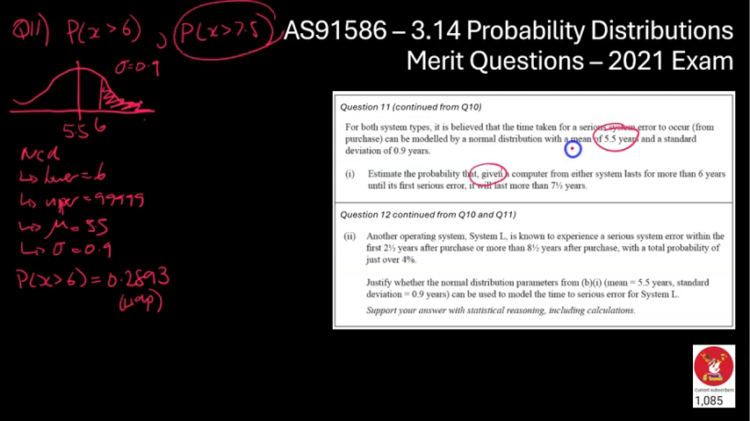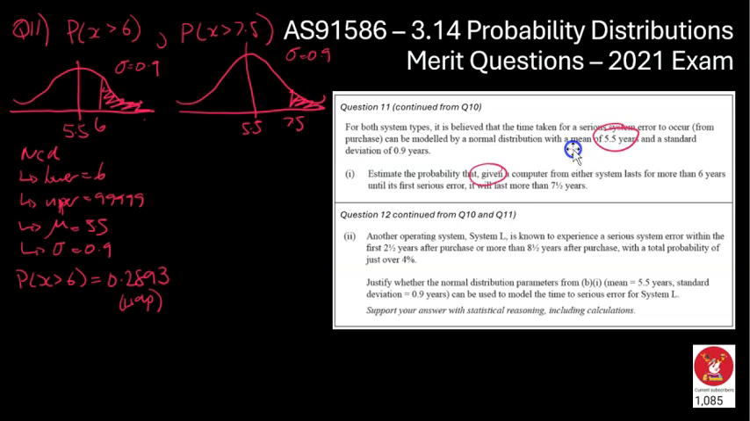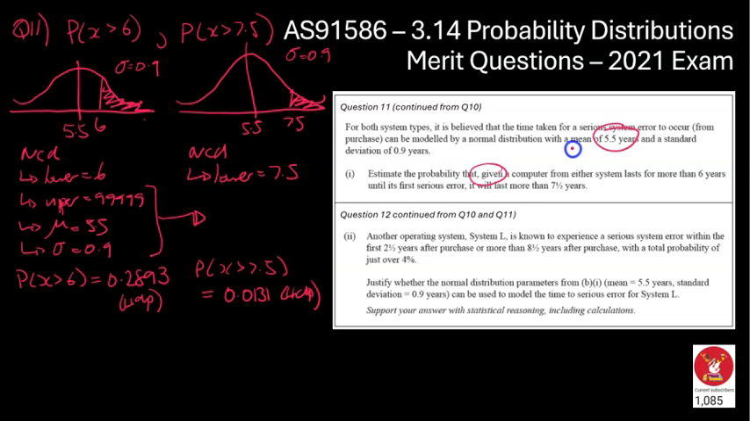I'm now going to repeat this process to find the probability of it being greater than 7.5. So we've got our new curve. It's going to be the same data, with a mean of 5.5 and the standard deviation still 0.9, but this time around we're dealing with the top, 7.5 or more. So same again, we're using NCD on my calculator. My lower is going to be equal to 7.5, and my upper, mean, and standard deviation are all going to be exactly the same as my previous question. When I put that in my graphics calculator, the probability that the time to get a serious computer issue is more than 7.5 years is 0.0131, to 4 decimal places as well.